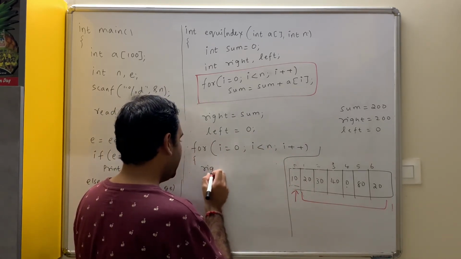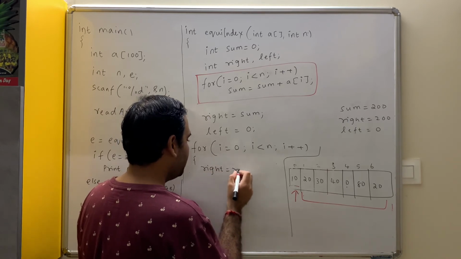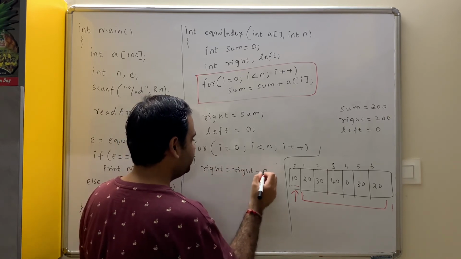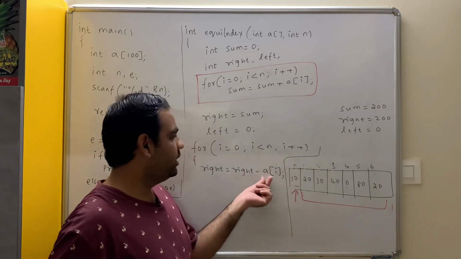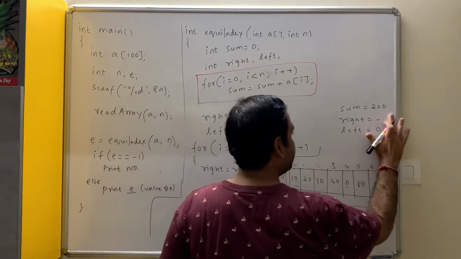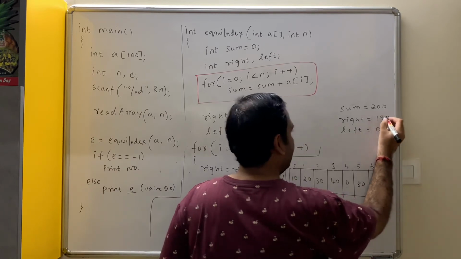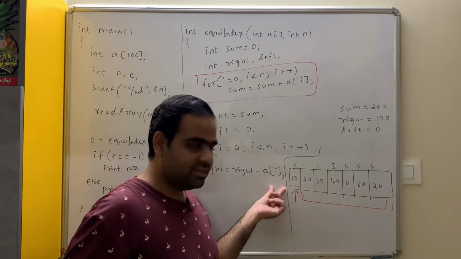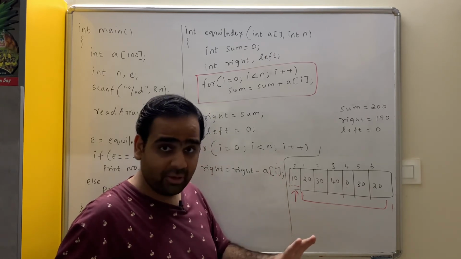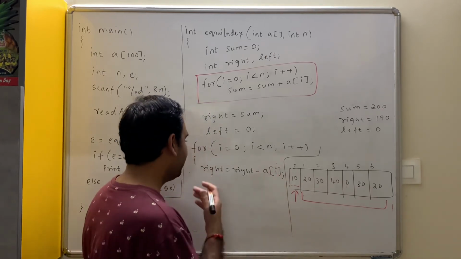You say right is equal to right minus a of I. Right is 200 minus 10, and 200 minus 10 is 190. Now at index 0, RHS is 190, LHS is 0. Can it be the equilibrium index? No, but I need to compare right to say no.